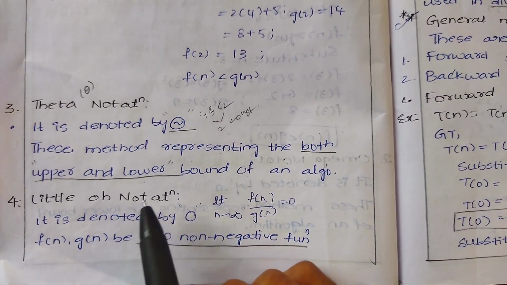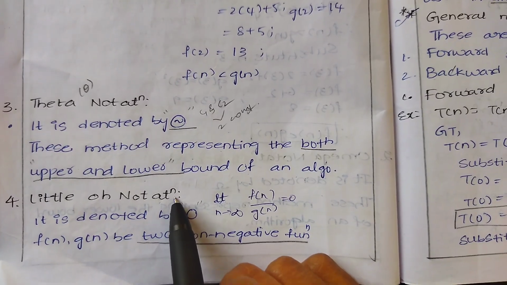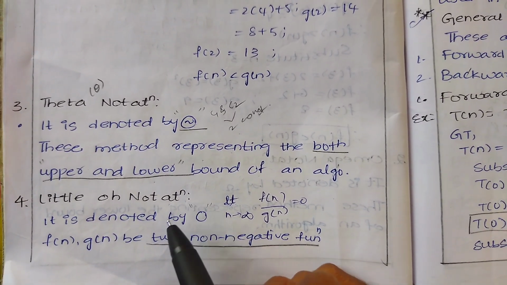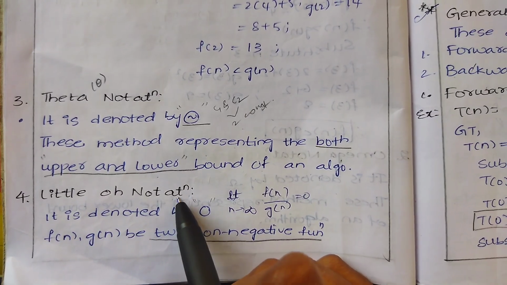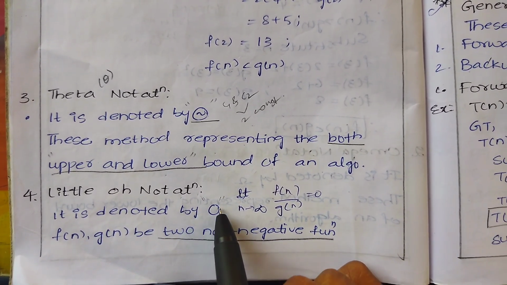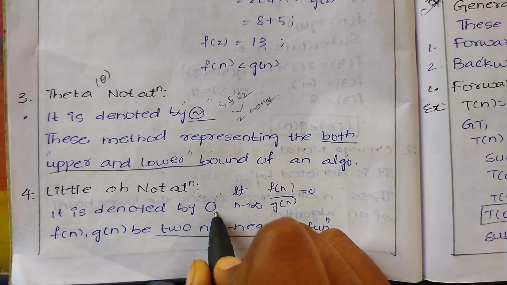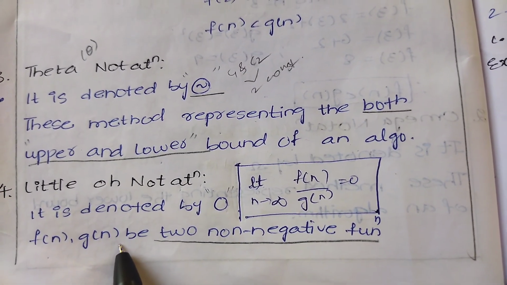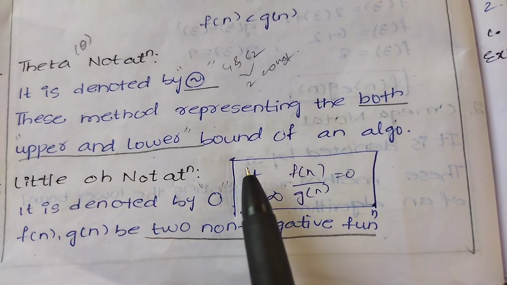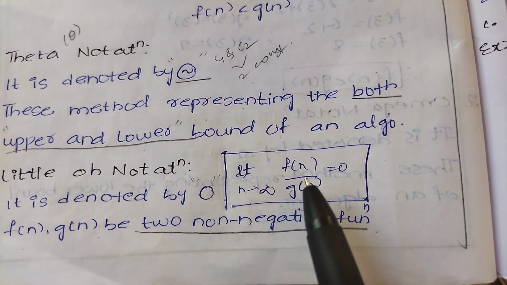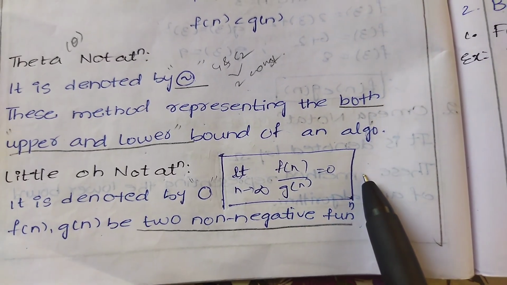Fourth type is little o notation. It is the fourth and last type of asymptotic notation. For checking the performance of an algorithm, these notations are used. It is denoted with a small o. We use this when f(n) and g(n) are non-negative functions. This is the representation: limit as n tends to infinity of f(n) by g(n) equals 0.